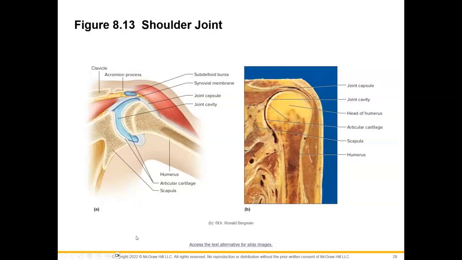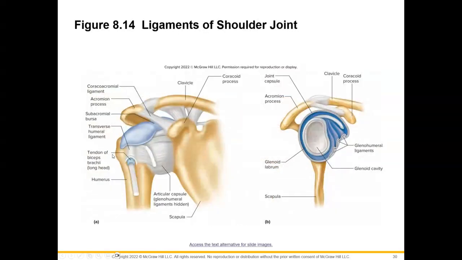And this is the image of the shoulder joint. And this shows the ligaments of the shoulder joint. And notice there are several, and they attach at several places.